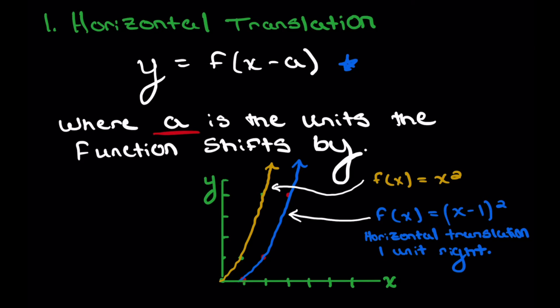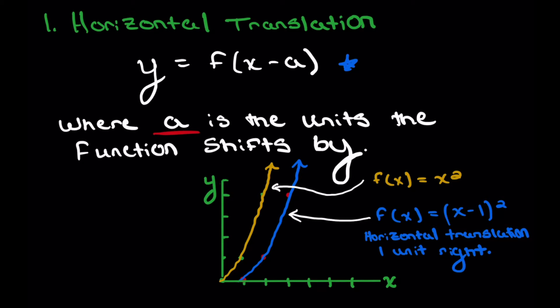Starting with horizontal translation, we have y is equal to f of x minus a, and that's its general form. That a is the units that the function shifts by, either right or left, depending on what the problem is. Let's do a quick graphic example below. I have the right half of the function x squared, so it's a parabola shape, but I'm only dealing with the right-hand side of it.